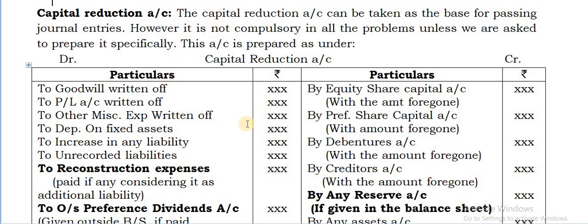So what is this capital reduction account? I have told you, whatever amount is foregone by the liabilities will definitely be taken on the credit side here. That is, the amount is credited to the capital reduction account. At the same time, whichever asset is written off will be debited to the capital reduction account.